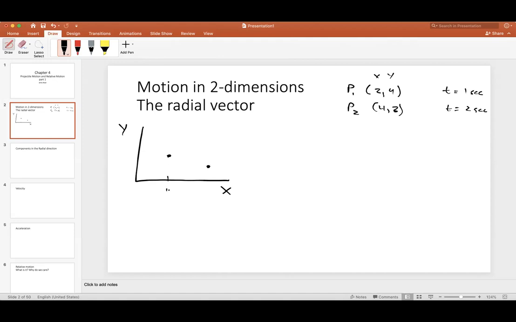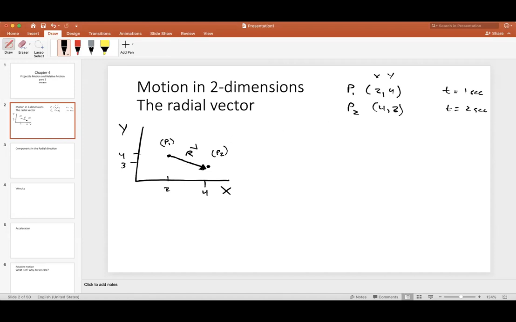And this is 1, this is 2, and this is 4. And this is 4, and this is 3 on my graph, right? So this is point 1, and this is point 2. And I want to draw a vector that shows how the position changed, how the particle went from point 1 to point 2. So I just draw an arrow from point 1 to point 2, and I call that the radial vector. How do I figure out what that is?